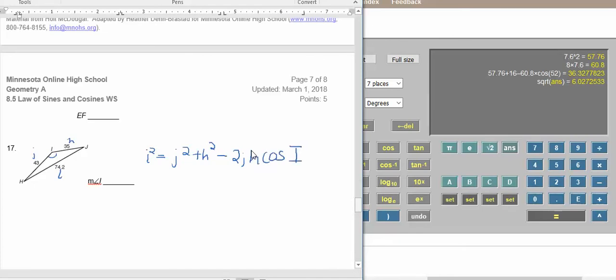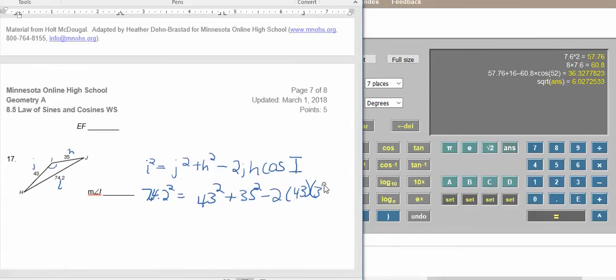So this I matches the capital letter I. So then we plug in all the stuff we know, and we don't know capital I. So when we're all done, we're going to have to use the inverse cosine to find our last part. So I squared is 74.2. J squared is 43 squared. H squared is 35 squared minus 2 times 43 times 35 times cosine of I.